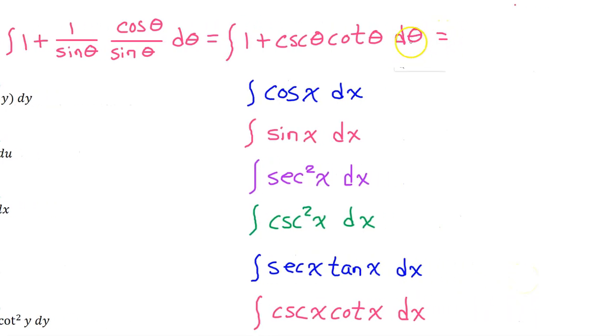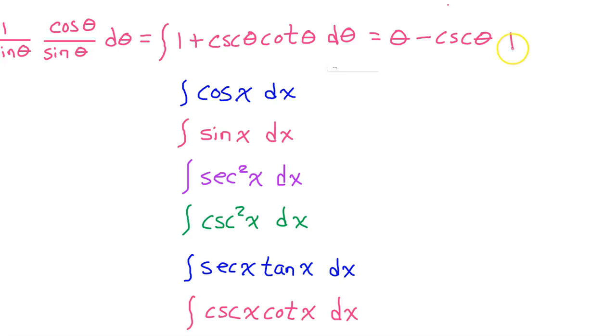Remember, we are integrating with respect to theta. So the antiderivative of 1 is theta, not x. The derivative of what will give us cosecant theta times cotangent theta. We know the derivative of cosecant theta is negative cosecant theta cotangent theta. So the derivative of negative cosecant theta will be positive cosecant theta cotangent theta. So that is the antiderivative. Don't forget the plus c.